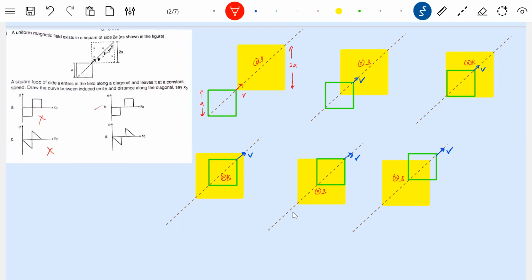Now between options B and D I should pick. I'll put a tick mark for both. Let's see which one is correct. Now you can see this. What is effective? Shall we go for effective length here? As the loop gets into the magnetic field, this effective length keeps on increasing, no?